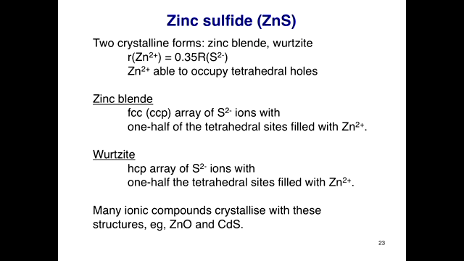Now wurtzite is very similar, but instead of the sulphide ions being arranged in a face-centred cubic arrangement, or cubic close-packed, they're arranged in a hexagonally close-packed arrangement. Otherwise, the structure is the same. 1/2 of the tetrahedral sites, again, are occupied.